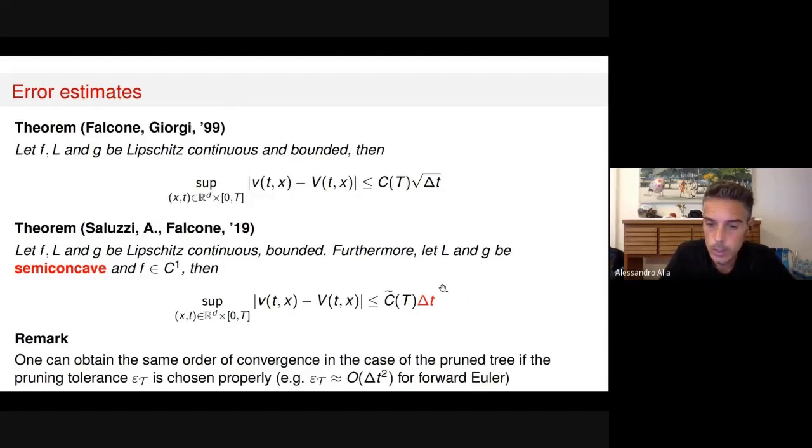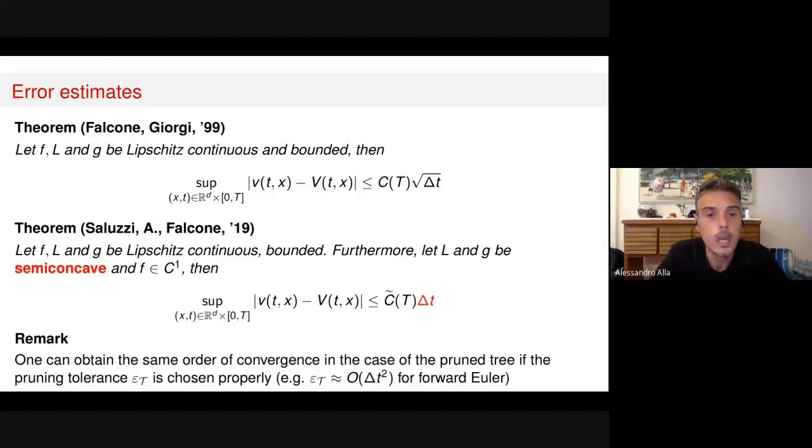This also suggests how to choose the pruning criteria. So if we choose something which is below delta t, for instance, delta t square, we know that we don't lose accuracy in the approximation of the value function.